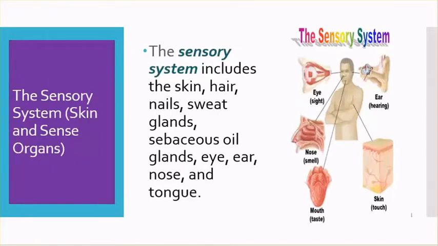The sensory system includes the skin and sense organs. The sensory system includes the skin, hair, nails, sweat glands, sebaceous oil glands, eye, ear, nose, and tongue.